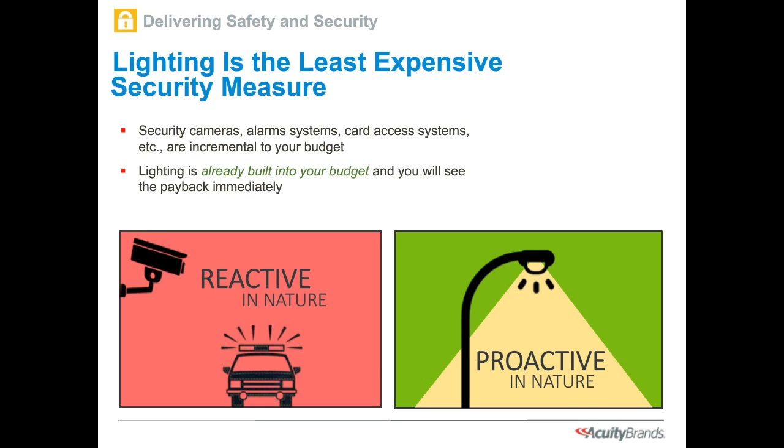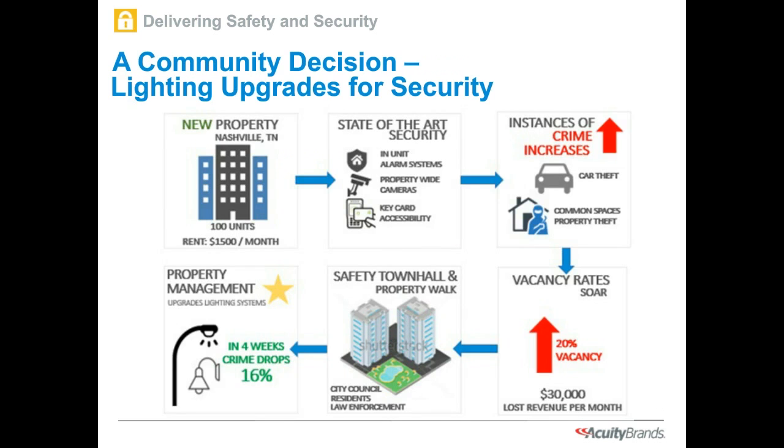Let's walk through an example of how lighting changed the game for one multifamily property. In a new multifamily development in Nashville, where the average monthly rent was $1,500, there were initially many security measures incorporated into the property. Cameras across the property, key card access to the buildings, and in-unit security systems. Despite these security measures, there were instances of car theft, as well as theft in public areas such as laundry rooms and the on-site gym.